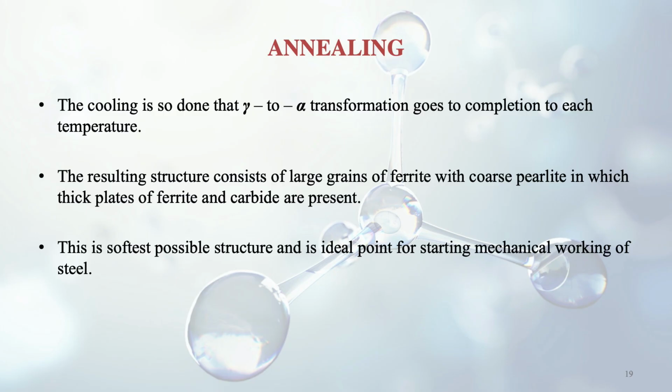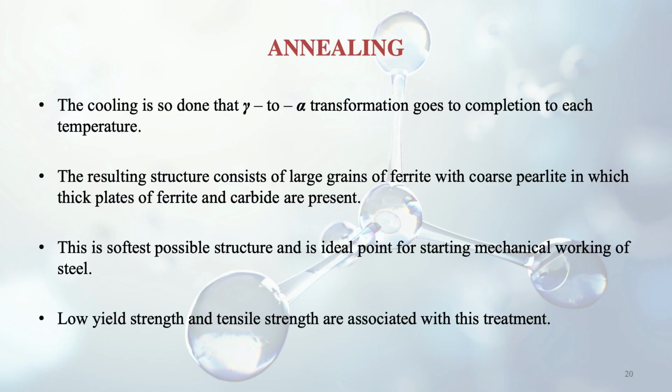Coarse perlite, meaning it's not fine and the grain growth is more. And so thick plates of ferrite and carbide are present. This is the softest possible structure and is the ideal point for starting mechanical working of steel. When we look at ferrite, it is the softest possible structure. That's why its mechanical working can take place. And it has low yield strength and the tensile strength is also very less for ferrite.